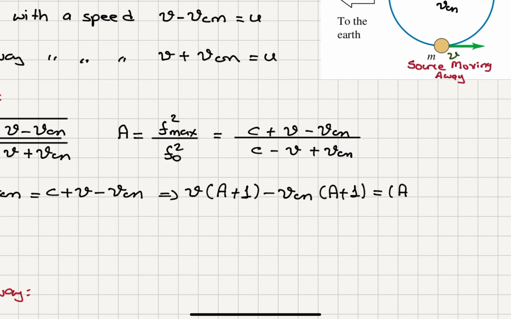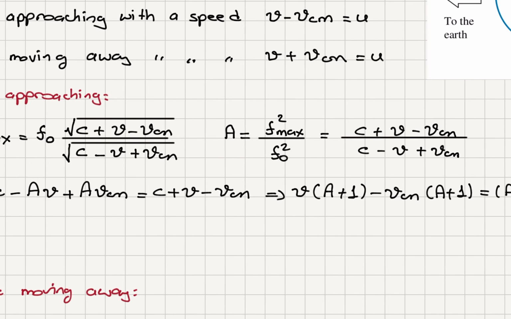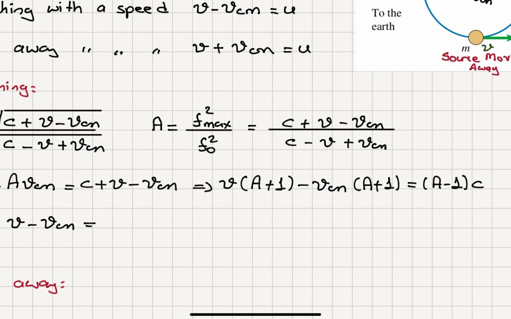A minus 1 times C. So V minus V center of mass can then be written as A minus 1 divided by A plus 1 multiplied by C. Okay, so let's call this the star equation.